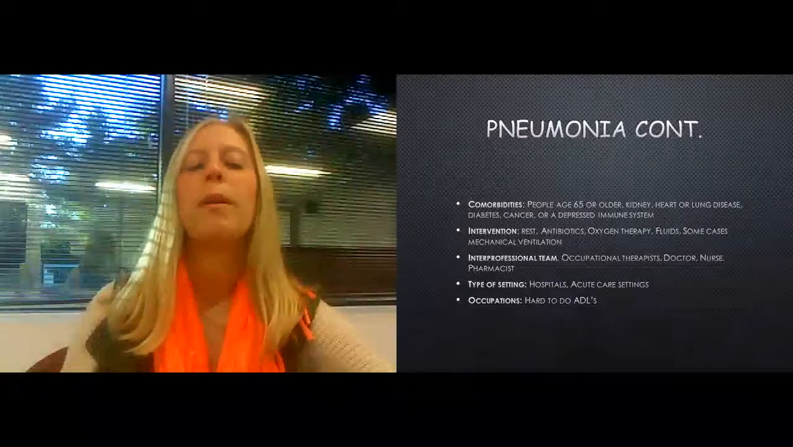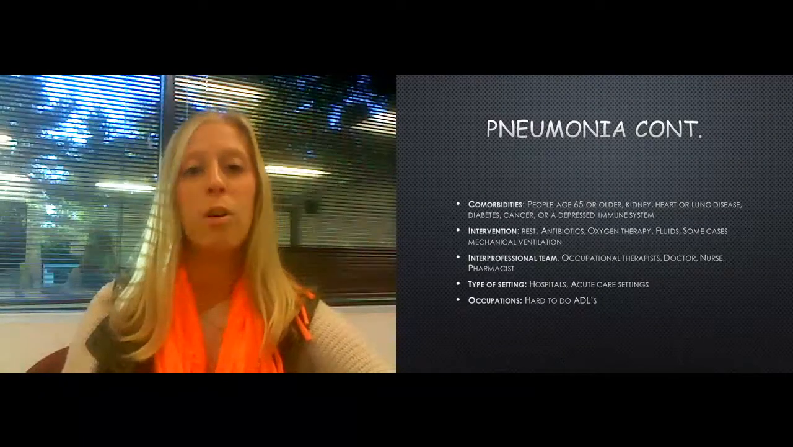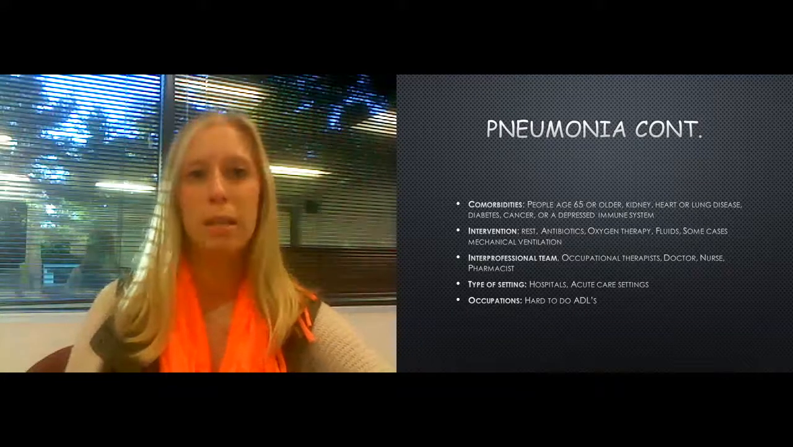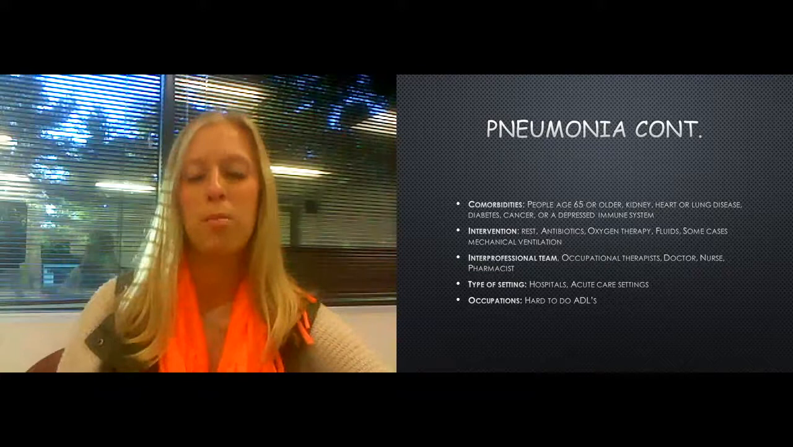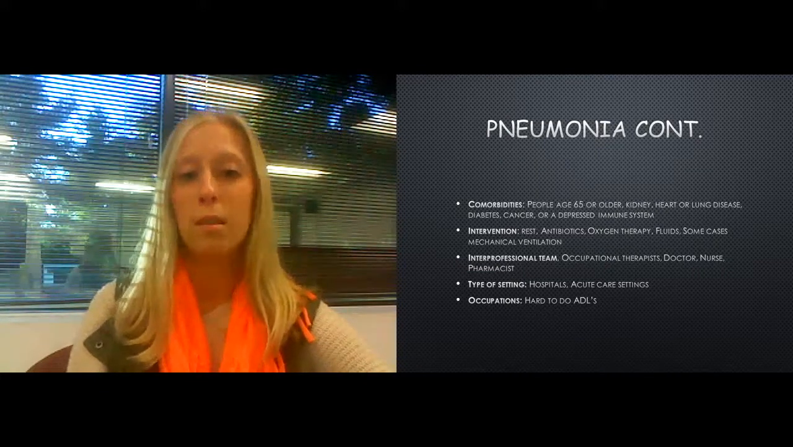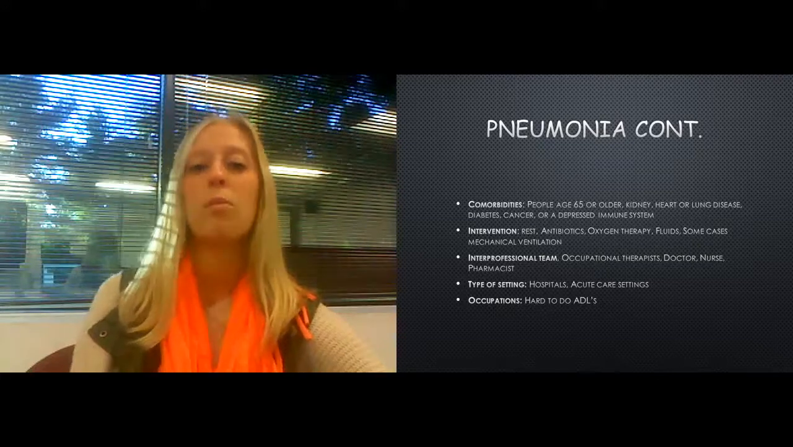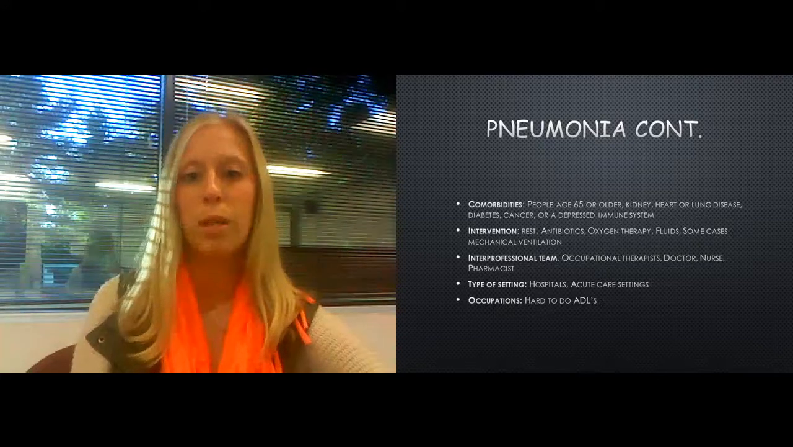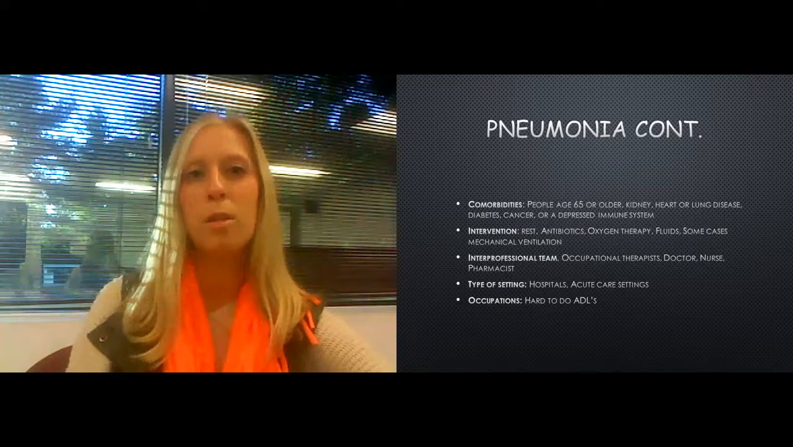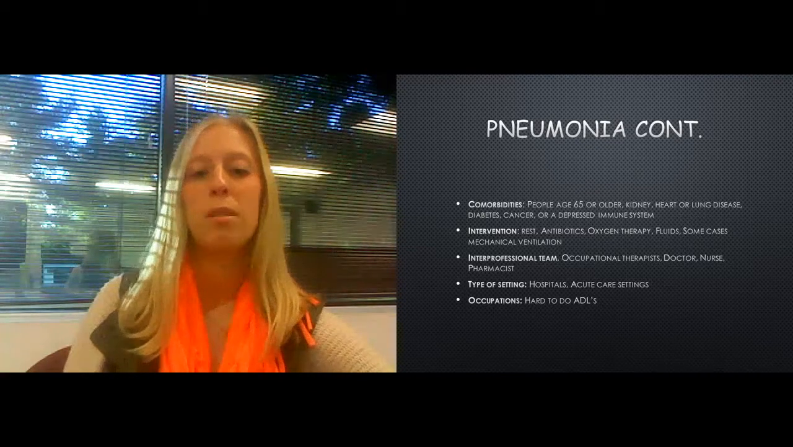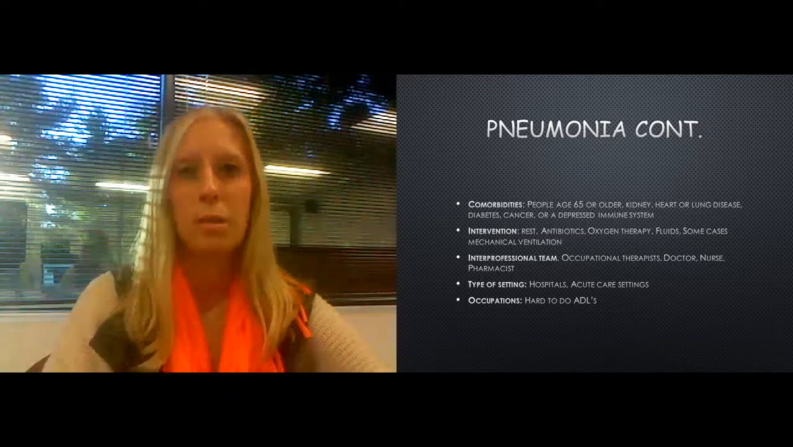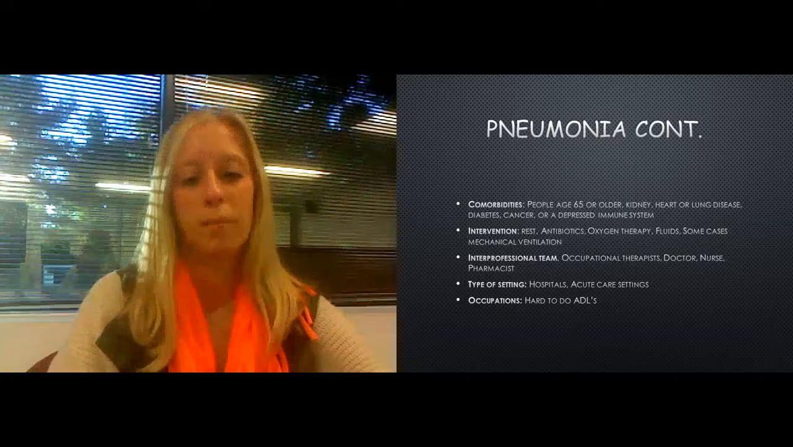So some comorbidities are people age 65 or older, kidney, heart, or lung disease, diabetes, cancer, or a depressed immune system. The intervention is you need to have a lot of rest, use antibiotics, oxygen therapy, have a lot of fluids, and in some cases, mechanical ventilation. And the interprofessional team are occupational therapists, a doctor, nurse, and a pharmacist. And usually the type of settings are hospitals and acute care settings.